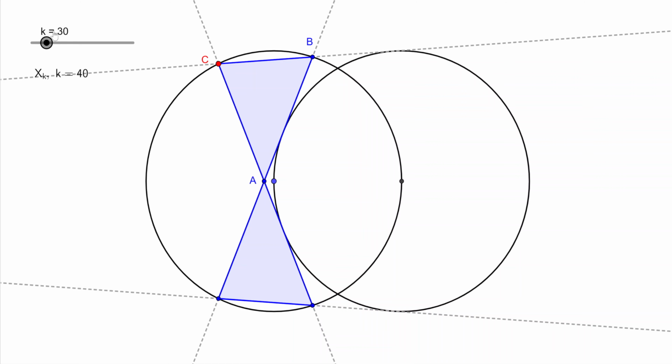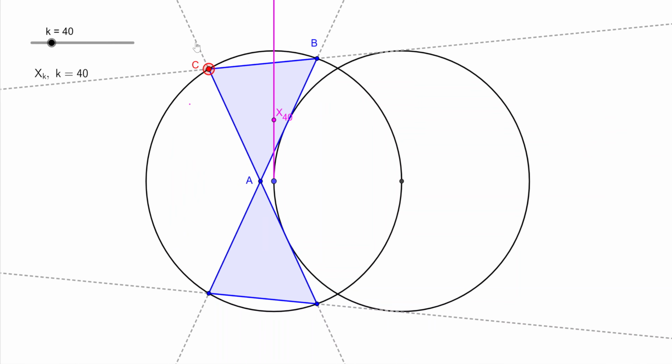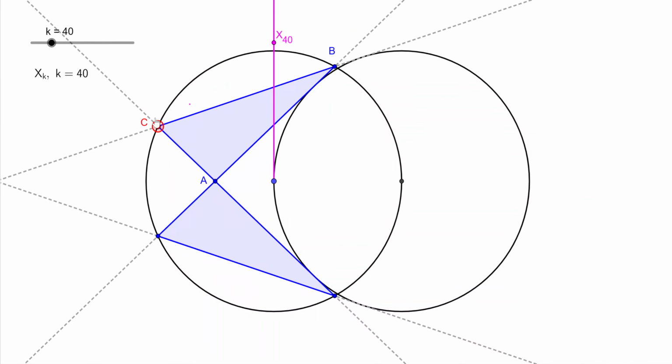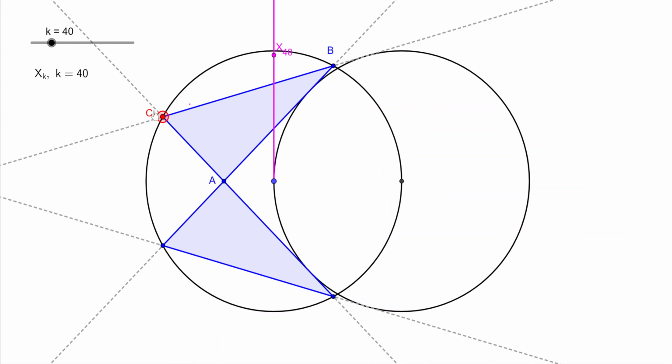So you keep advancing here, and when you hit 40, you get this beautiful property here. This looks pretty straight to me. So why is it that the Bevan center of ABC is sliding along a straight line? We need to determine that. See you in the next video.